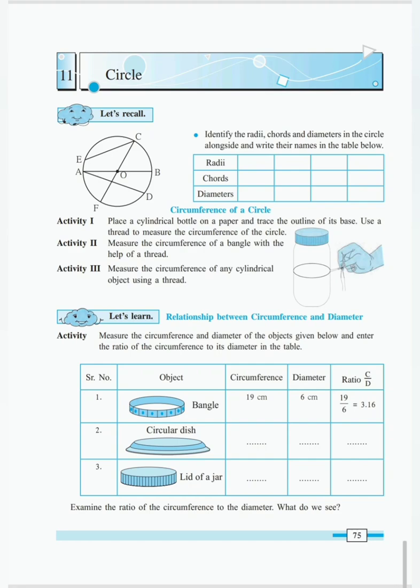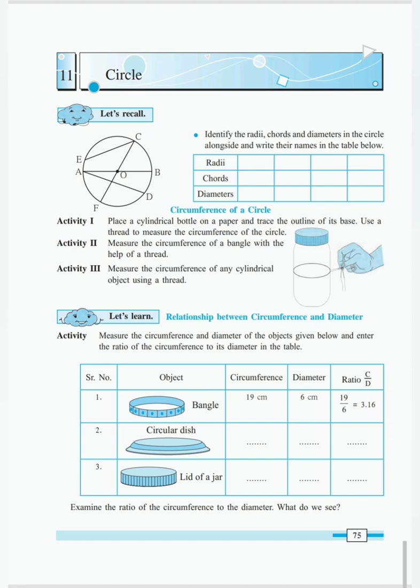The outer boundary or the outer border of the circle, when we find the length of that outer border, that is called the circumference. Now it is not that simple to find out the length of the outer boundary. It is called the circumference of the circle. It is not that easy.